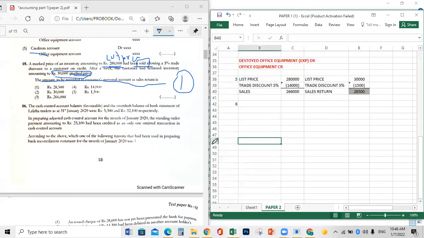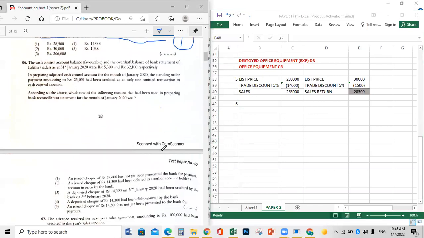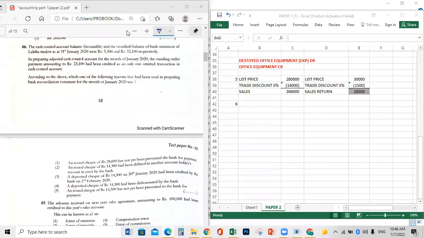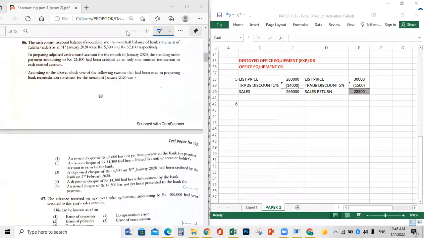Now go to question 6. How many of y'all here are 2022 students? Can y'all please raise your hand? Okay, 4 students. 5. Good.